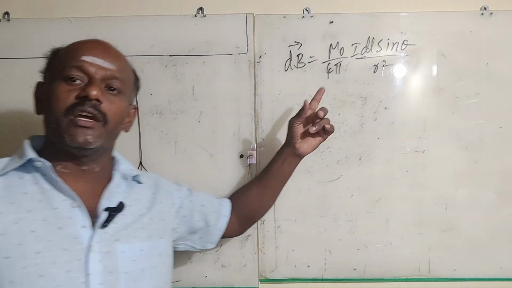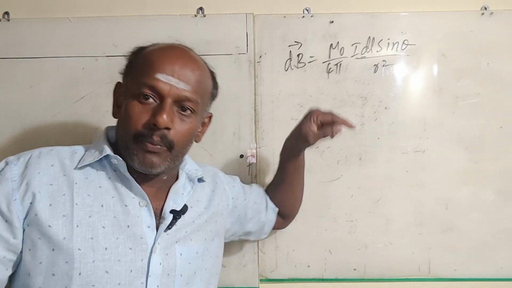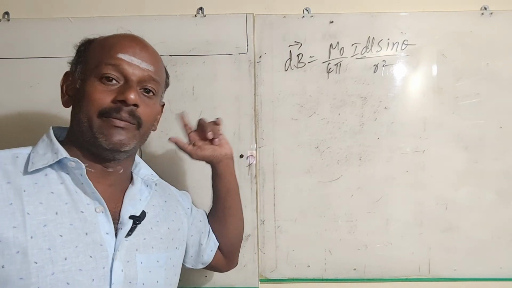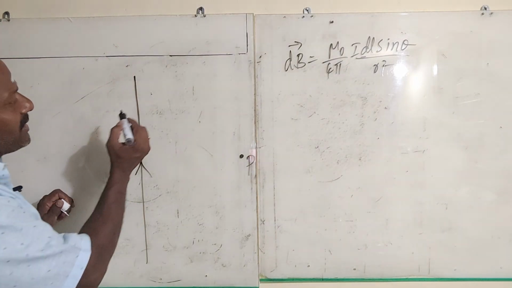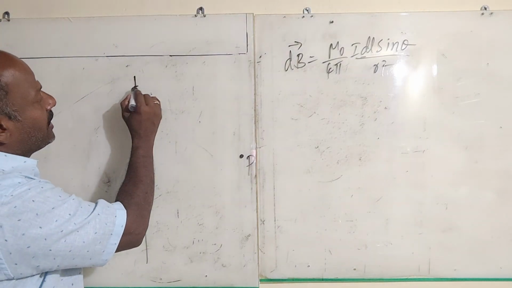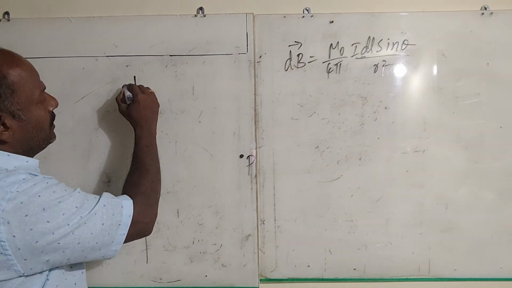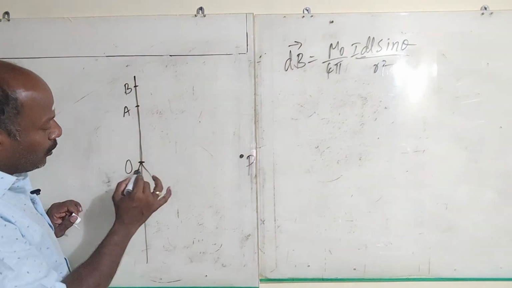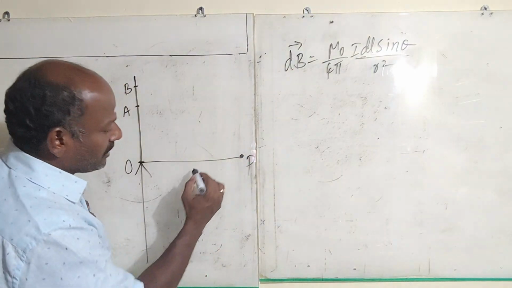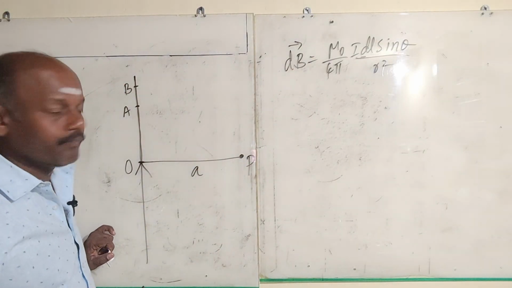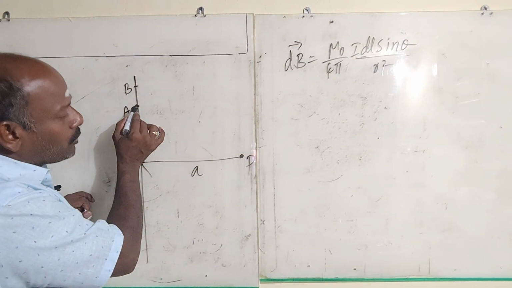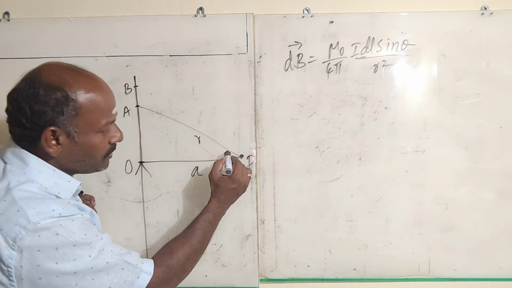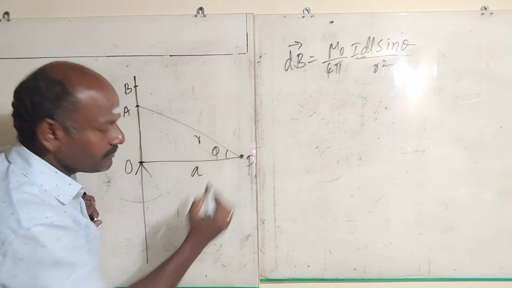Here theta is the angle between the point where I am measuring the magnetic induction and the current element. In order to take the current element, I have taken a small current element, that is AB. Let this be the midpoint O. From the point O to here, I have taken the distance A. From the point A to P, I have taken the distance R, and this will be making an angle phi.